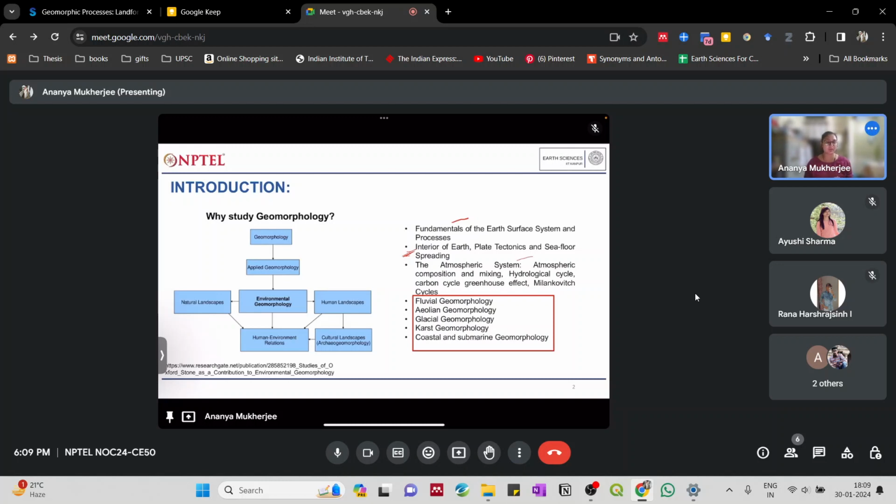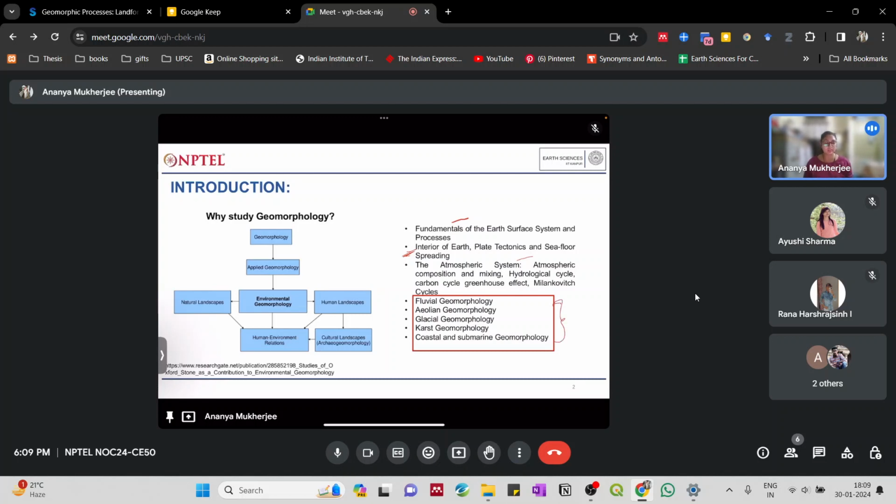Then, as I said, we will have different systems. You have the atmospheric system, then the hydrosphere or the hydrologic system, so the hydrological cycle, and the greenhouse effect and carbon cycle. These are some of the processes specific to the atmosphere, hydrosphere, biosphere, and lithosphere, and how they interact with each other.